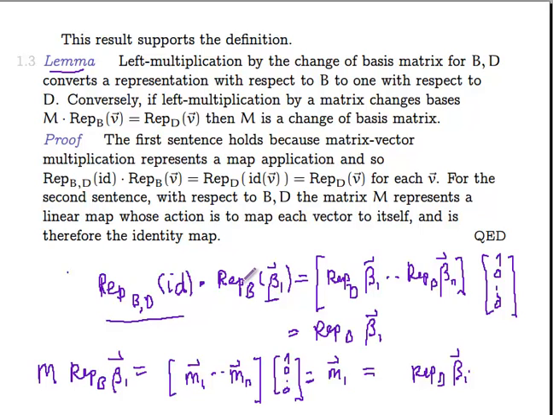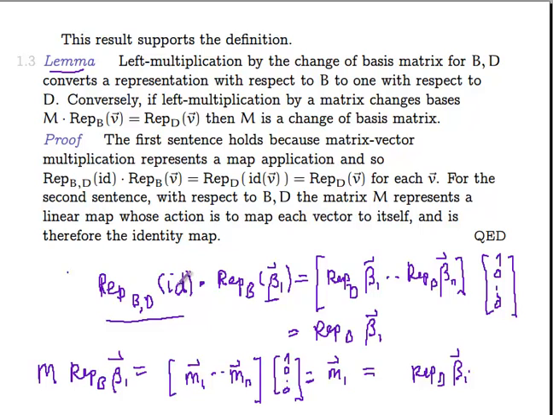Now, what is the representation with respect to B of vector beta 1? Well, that's the first basis vector. The representation is just going to be 1 times beta 1 plus 0 times beta 2 up to 0 times beta n. So the representation with respect to B of the first basis vector is this column vector 1, 0, ..., 0. Now here I'm just repeating the definition for the representation Rep_{B,D} of the identity.